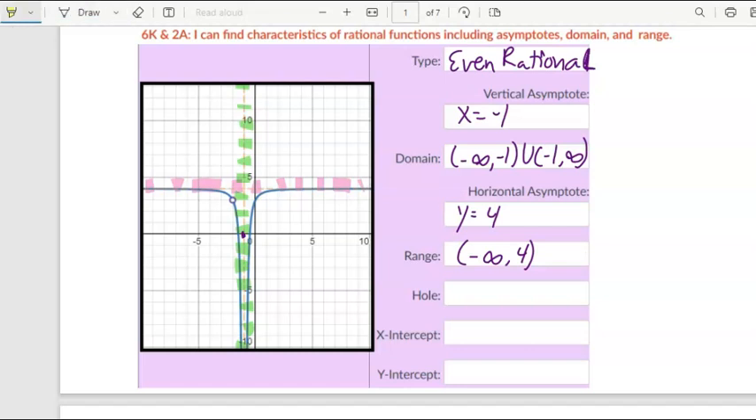We have a hole right here. And that coordinate point appears to be -2 for the x, and then for y, it looks like it's 3. So the hole is at -2, 3. The x-intercepts, we have 2, one right here, one right here. It looks like about negative 1.5, 0 and negative 0.5, 0. And then for the y-intercept, we have one right here. It is at 0, 3.